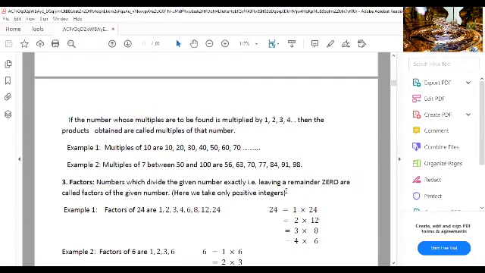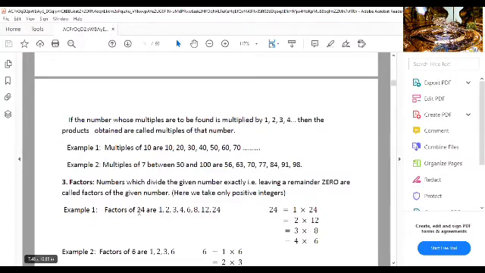Numbers that leave a remainder of 0 are called factors of the given number. Suppose we take 10. 10 divided by 2 means 2 exactly divides 10, so 2 is called a factor of 10. Simple example: 2 ones are 2, 2 fives are 10. That means 2 exactly divides 10.